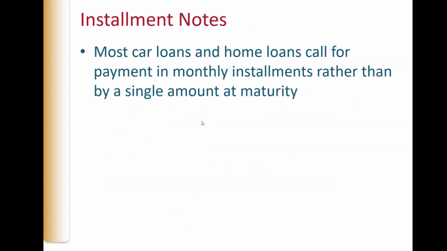Up until now, we've talked about loans in terms of they borrow the money and they pay it all back at some later date, sometimes a year later, sometimes 2 years, sometimes 6 months, but that's really not the way it works normally. We have installment notes. So if you buy a car, you don't just buy it and then pay for it all at some later date. You make payments on it. Those are called installment notes.